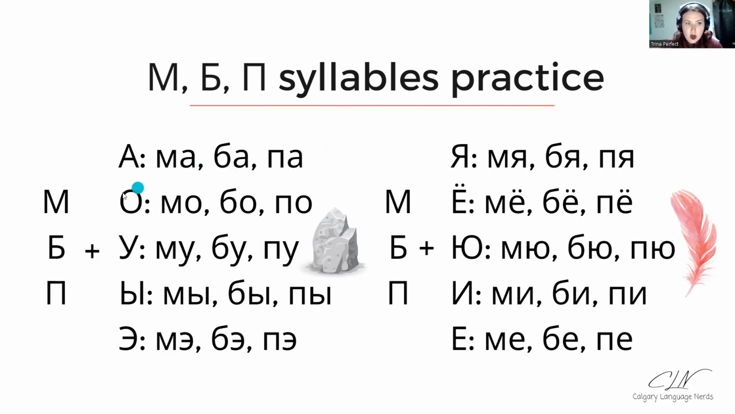So let's see what happens when we add o to these letters. Mo, bo, po. And with this letter here, they're all going to be soft. Myo, byo, pyo. Let's do it one more time. Mo, bo, po, and then myo, byo, pyo. And let's do them in pairs. Mo, myo, bo, byo, po, pyo.